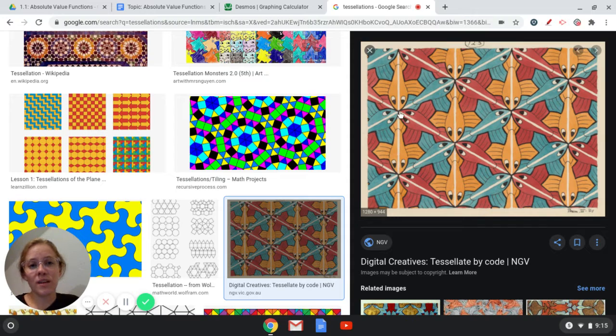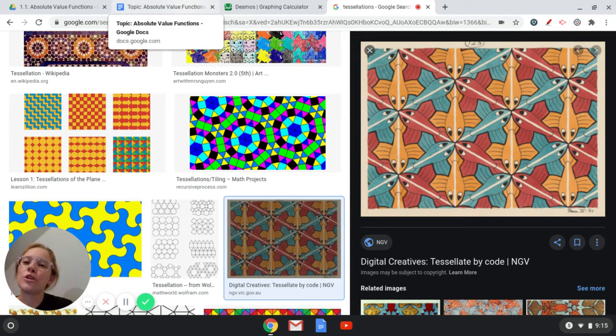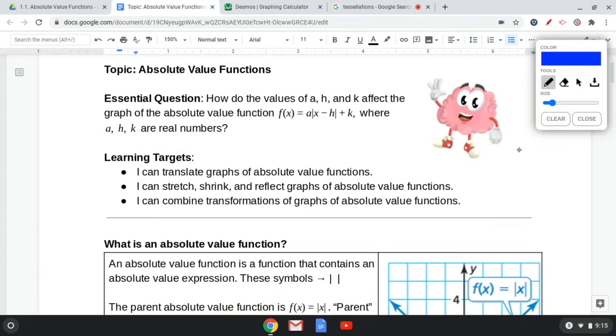So this is a V. You could code this as an absolute value function. And you create tessellations by translating it, then right a little bit over here. So this is a more abstract way of thinking about tessellations and moving things around, and applying the equations and function side of it too.